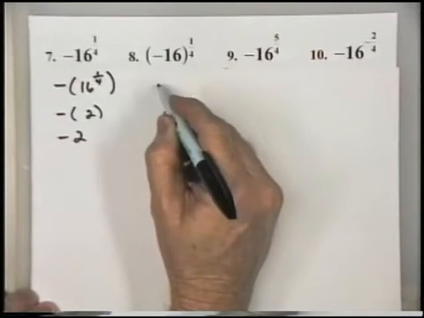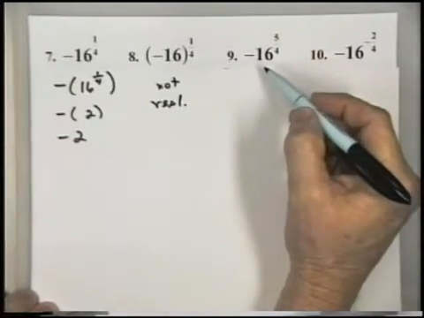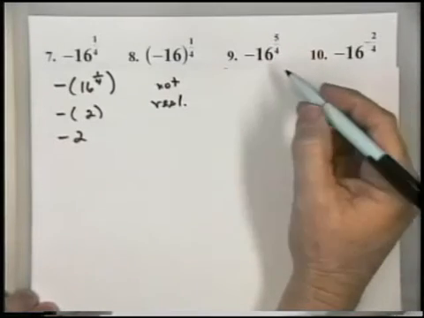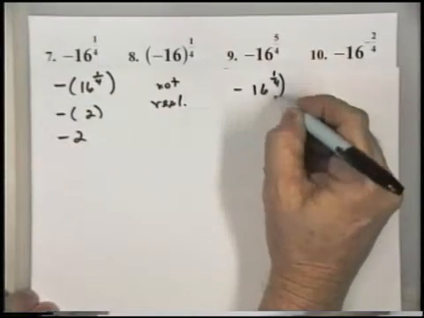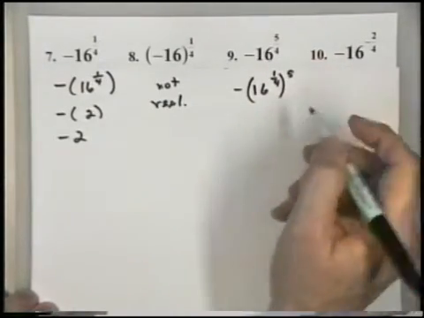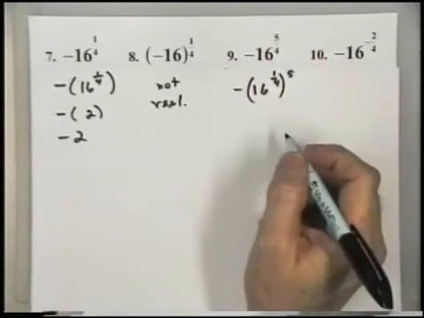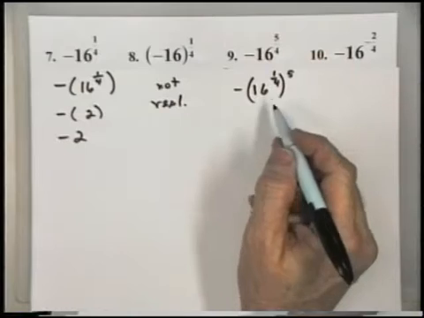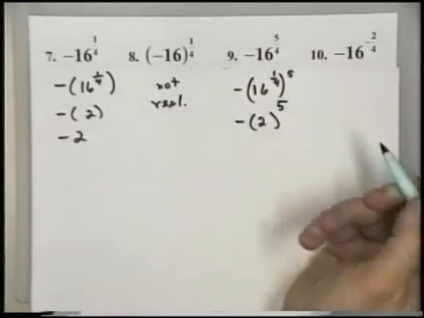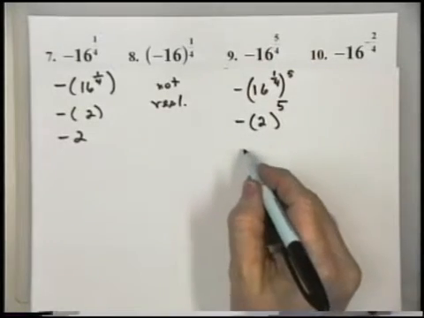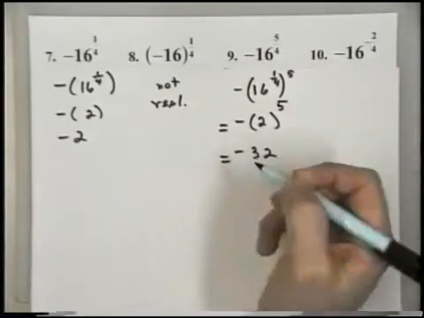Number 8, however, you got a negative base, even root, so this is not real. Number 9, again, it's a negative number. It's the negative of the 1/4 root of 16 raised to the 5th power. And the 16 raised to the 1/4 is 2 again. And raise that to the 5th power, and you get a negative 32.